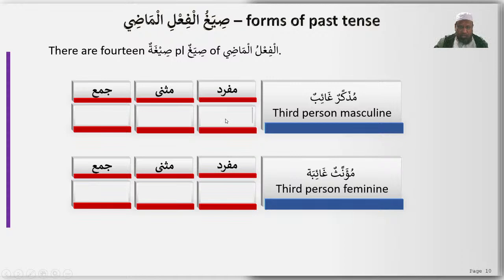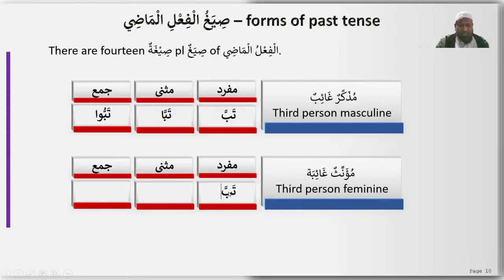Yeah, well done. Okay, so let's go through this fi'l. Tabba. After applying the rules, the fi'l becomes tabba. Muthanna mudhakkar ghaib: just need to add the alif al-ithnain. Tabba. Then jama, we need to add the waw al-jama'a. Tabbu. Yeah? Tabba, tabba, tabbu.